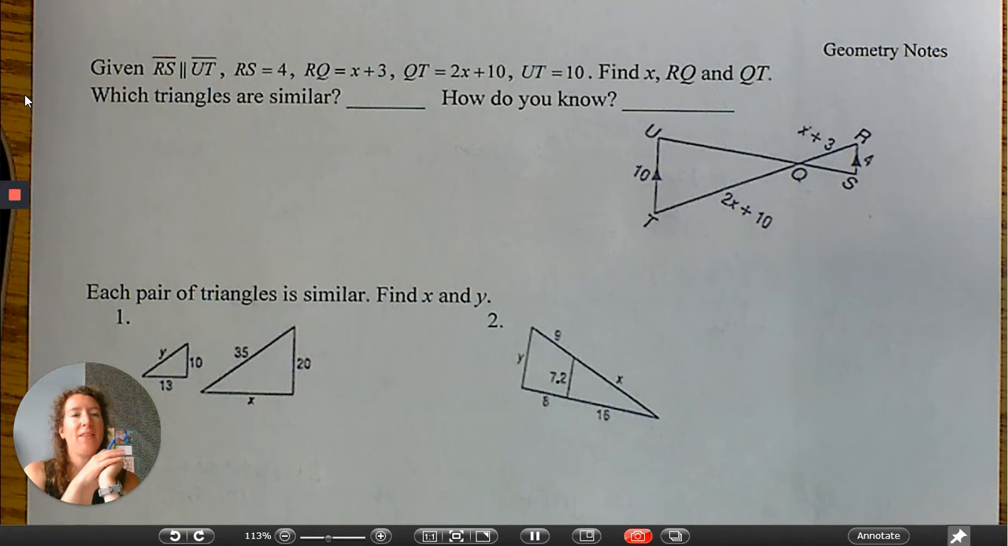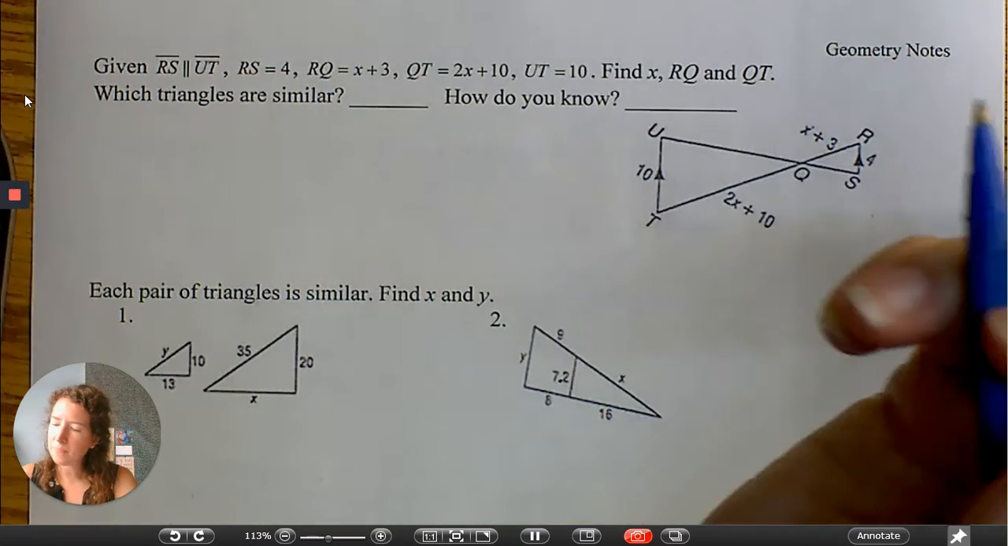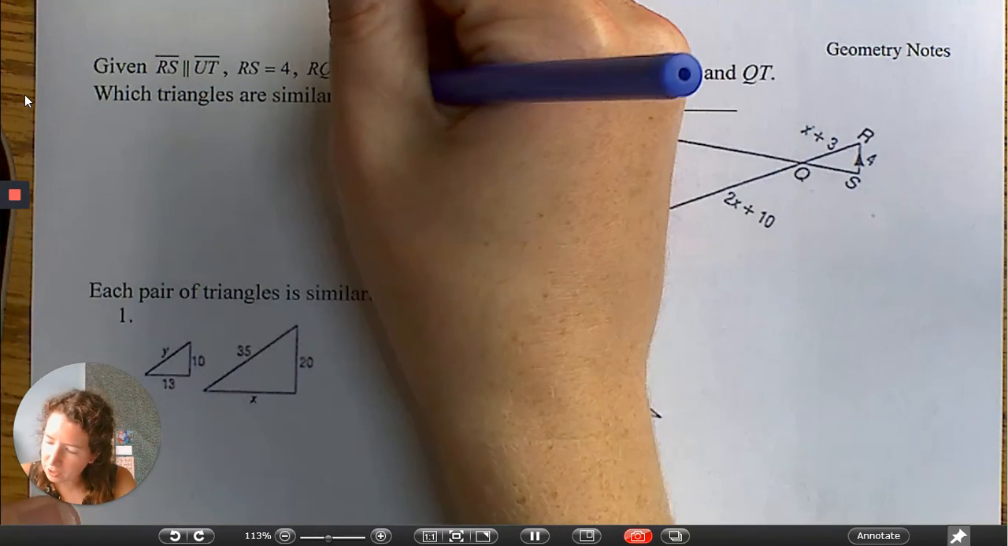All right, given that RS is parallel to TU, or UT, and we can see that that's marked on the picture, and RS is 4, so on and so forth, everything's marked. Find x and a couple of the sides. Which triangles are similar? How do you know? Okay, so let's write a similarity statement. I don't have a ton of room there, but I can write one.